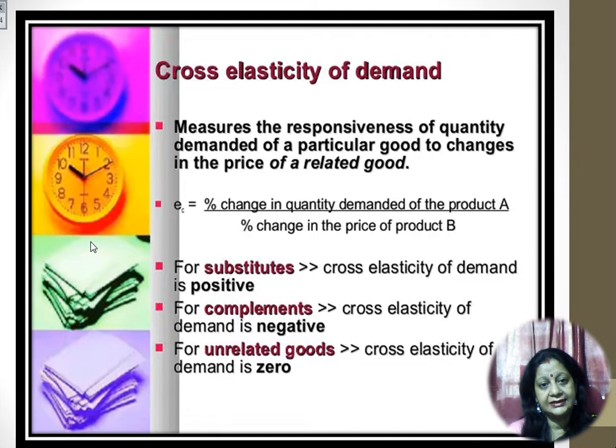Cross elasticity of demand measures the responsiveness of quantity demanded of a particular good to changes in the price of a related good. That means here we are talking about substitutes. For substitutes, cross elasticity of demand is positive. For complementary goods, cross elasticity of demand is negative. And for unrelated goods, cross elasticity of demand is 0.